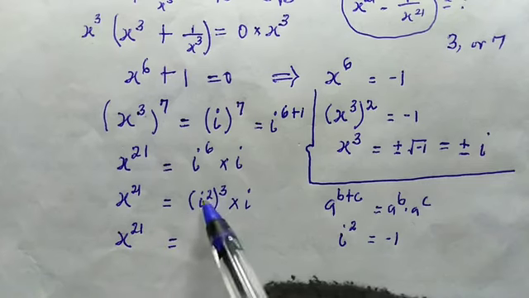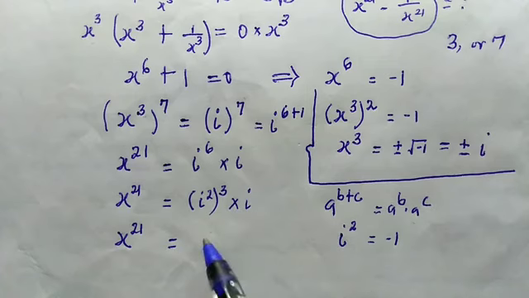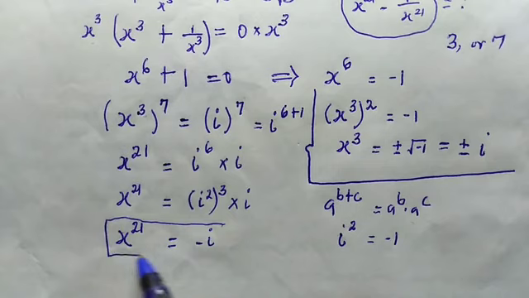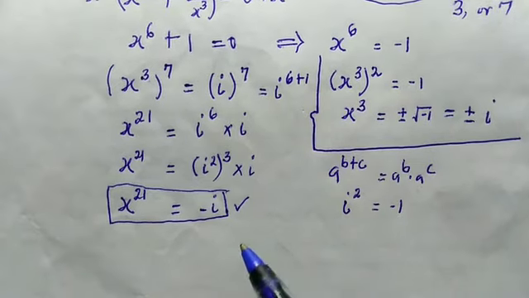And from here, we have x to the power of 21 is equal to, i squared here is negative 1. Negative 1 to the power of 3 is negative 1, since 3 is odd. Then negative 1 times i here will give us negative i. Wow. So we have a solution for x to the power of 21 from here.